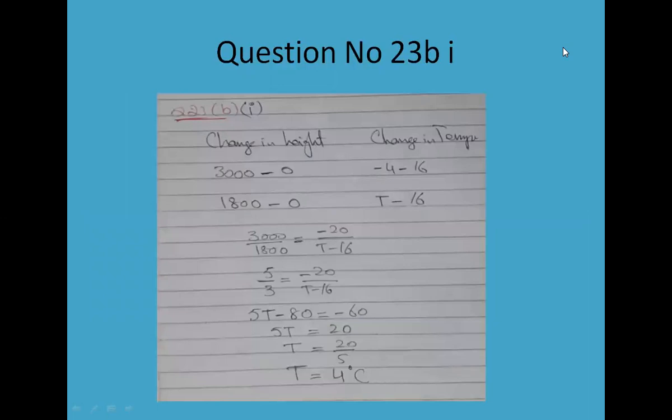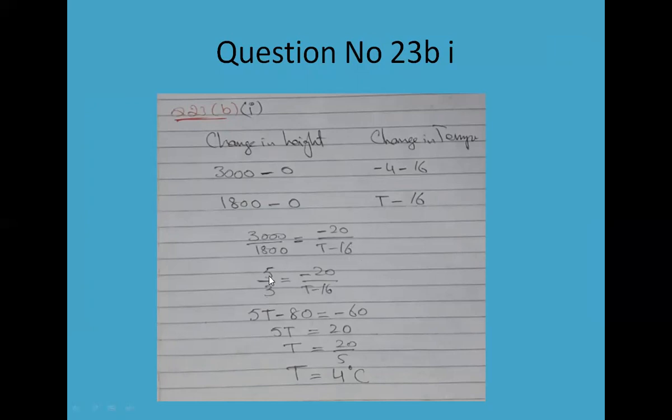Okay, now the change in the height and change in temperature. So the height was 0 at the foot of the mountain, and then the height is 3000 meter, and at the foot the temperature is 16, and at that 3000 height the temperature is minus 4. The question is, when the height is 1800, what will be the temperature there? Okay, so the temperature will be T there. So change in height, change in temperature. So you will have 3000 divided by 1800 equals minus 20 divided by T minus 16.